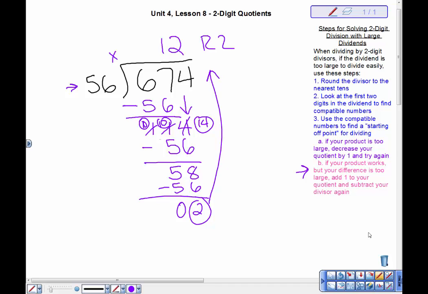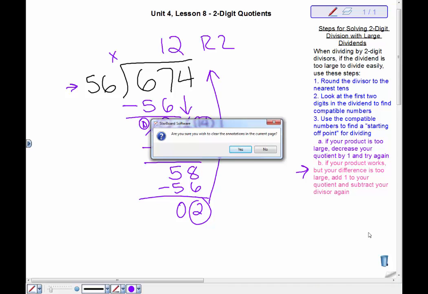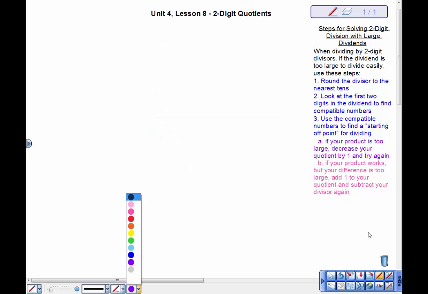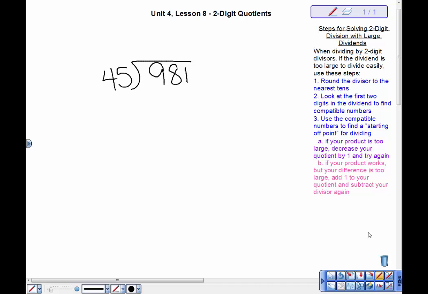Let's try one more problem. All right, let's do 981 divided by 45. Go ahead and hit pause. See if you can solve this problem on your own. And then go ahead and hit play once you're ready to continue to see if you got your answer correct.